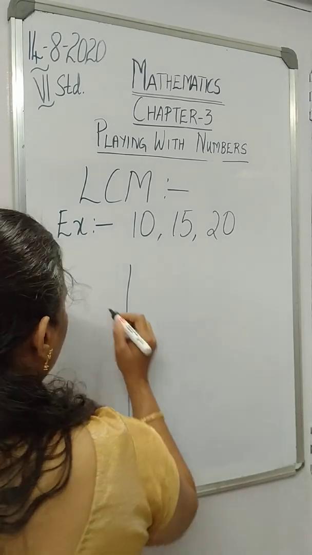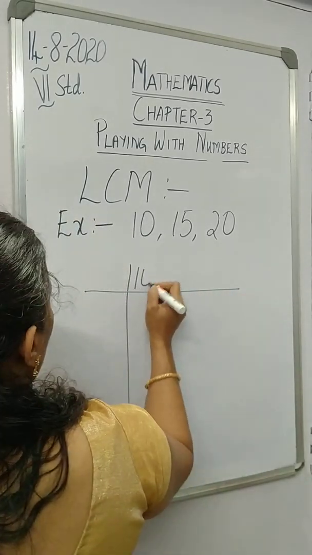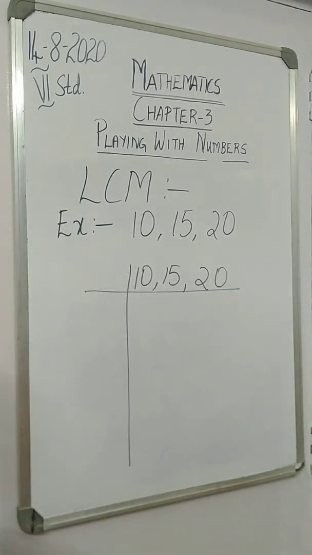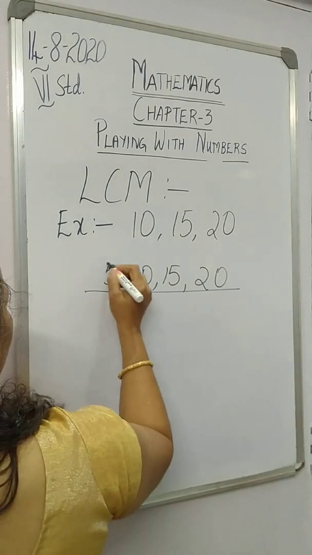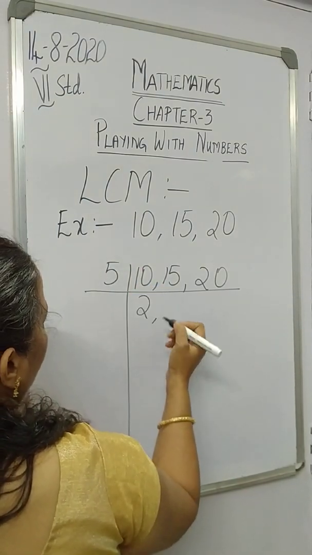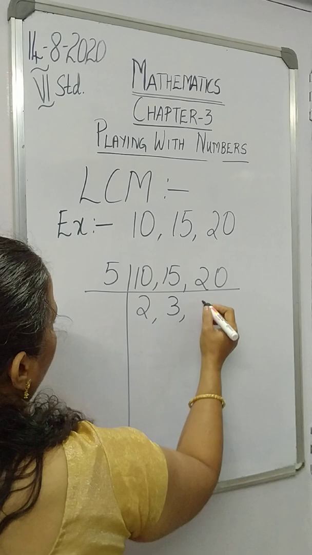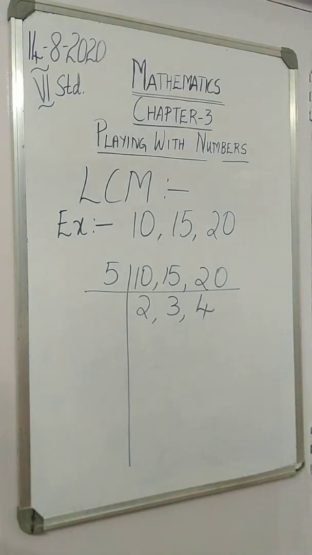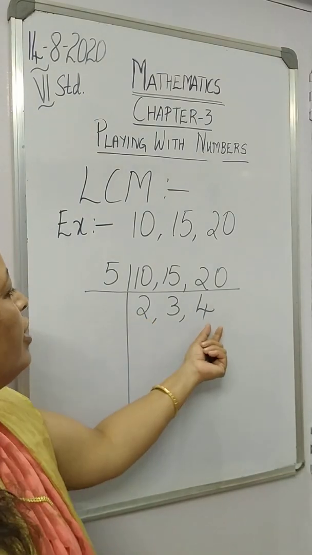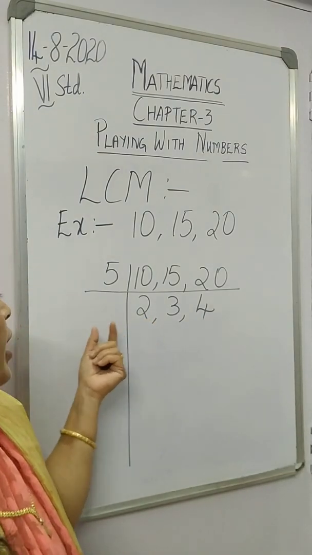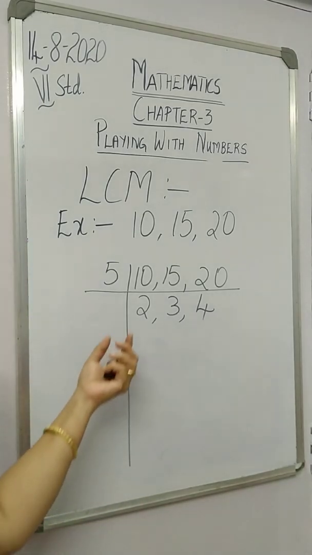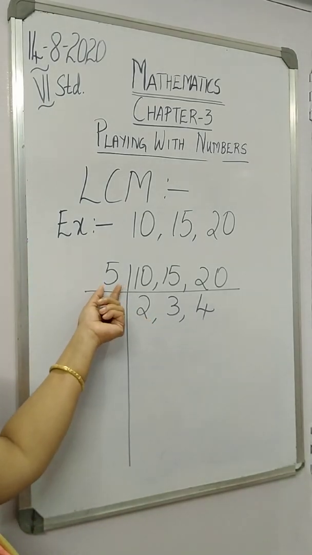Yes? Let us factorize now. 10, 15 and 20. Which is the number which can divide all these numbers? Yes, of course it is 5. 5 2s is 10, 5 3s is 15 and 5 4s is 20. Shall I stop it now? No, you should not stop because 2 and 4 can be divided by 2. So we will have to continue. It's not like HCF. If it was HCF, we could have stopped here and HCF is 5.